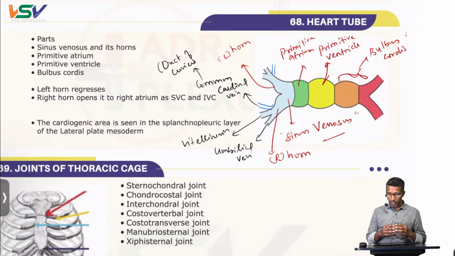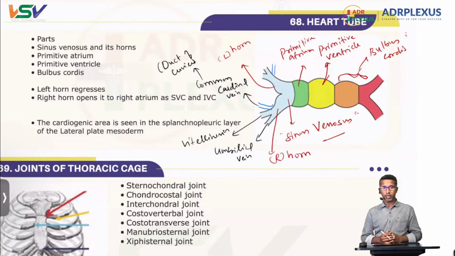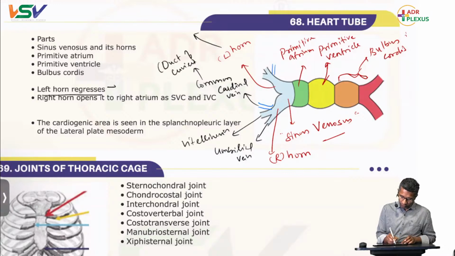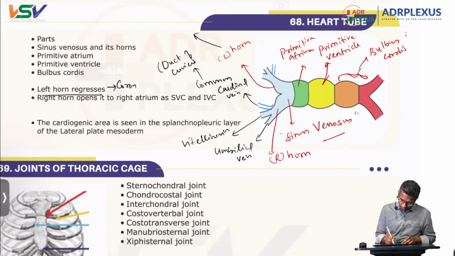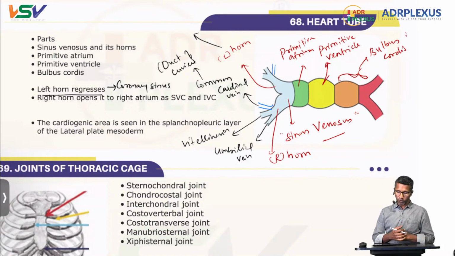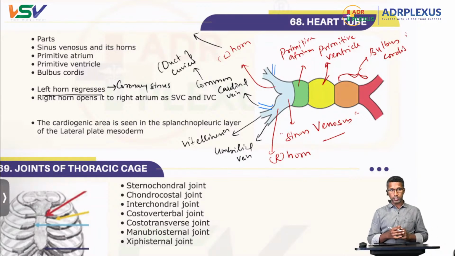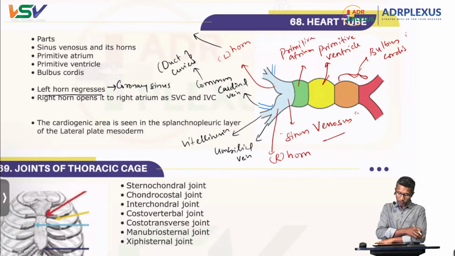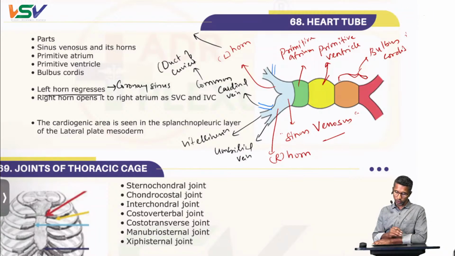But as the heart develops and grows, the left horn slowly regresses, and finally forms a part of the coronary sinus. Remember, guys, the left horn regresses and forms the coronary sinus. Whereas the umbilical veins disappear and the vitelline vein becomes a part of the IVC. The right horn becomes part of SVC and IVC, which opens into the sinus venosus.